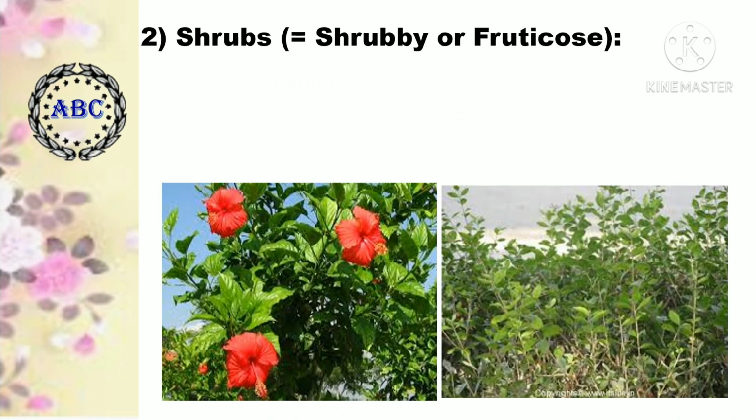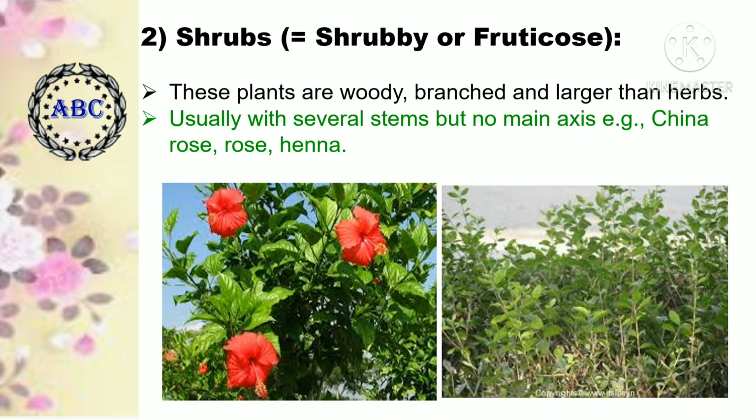Second one, shrubs. These are also called shrubby plants or fruticose plants, or bushy plants. These plants are woody, branched and larger than the herbs, usually with several stems but no main axis. Examples are China rose, rose, henna, calotropis and like that.